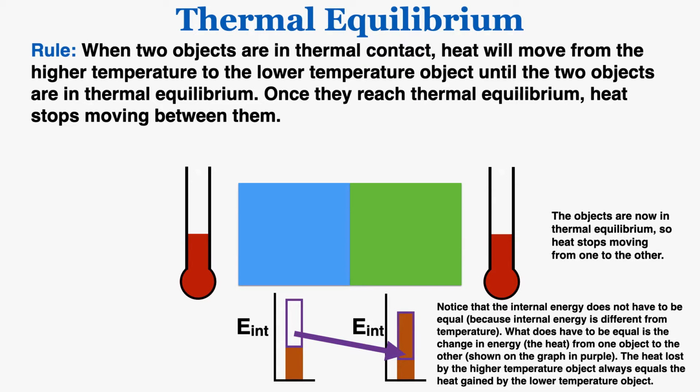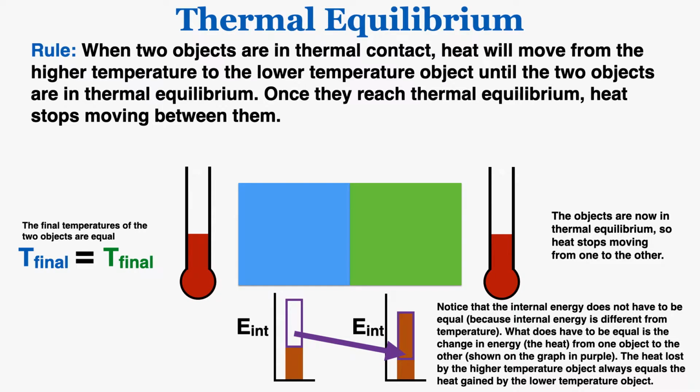You'll notice that the internal energy does not have to be equal because internal energy is different from temperature. But what does have to be equal here is the change in energy, the heat, from one object to the other. The heat lost by the higher temperature object must always equal the heat gained by the lower temperature object. So just to repeat, when two objects are placed in thermal contact, heat flows from the higher temperature to the lower temperature object until both objects are in thermal equilibrium, until they have the same temperature. And as that happens, any heat lost by the higher temperature object is gained by the lower temperature object, because energy is conserved and has to go somewhere. It can't just be created or destroyed.